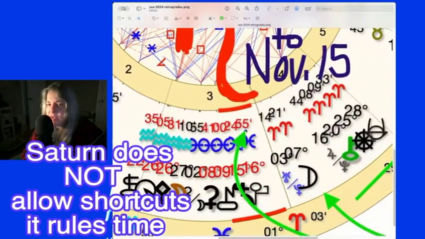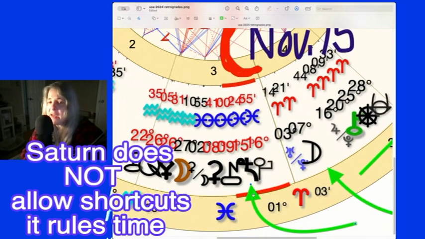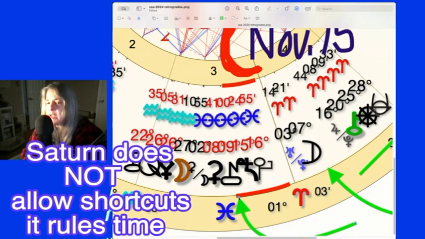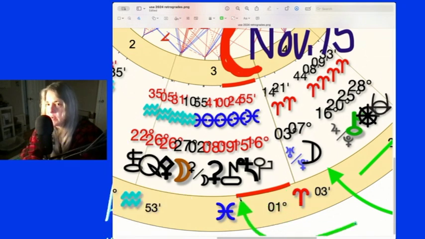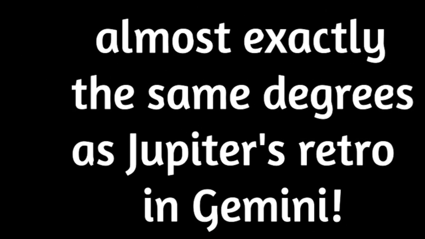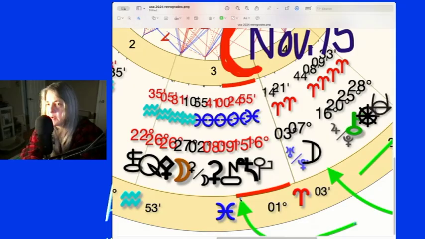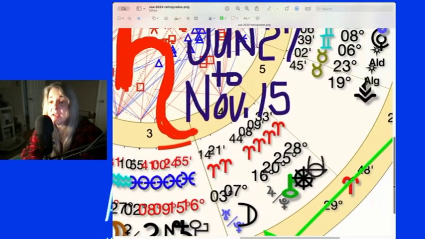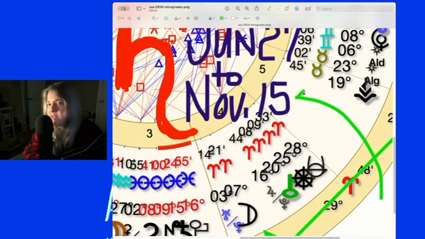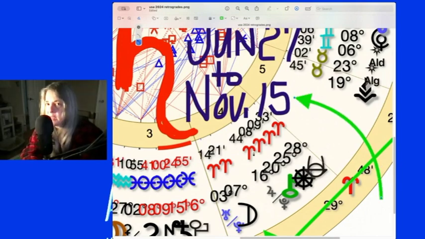You think of Atlas holding the world on his back, on his shoulder, and being burdened by all the weight of the world. Between 12 and 19 is the retrograde. All right. The retrograde ends November 15th after the election.